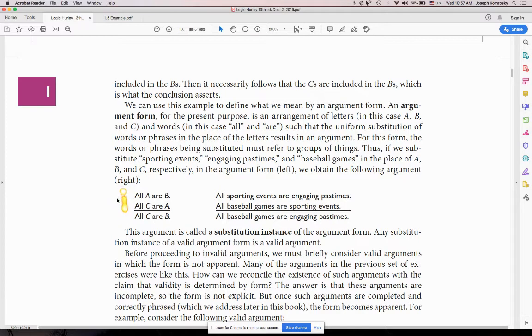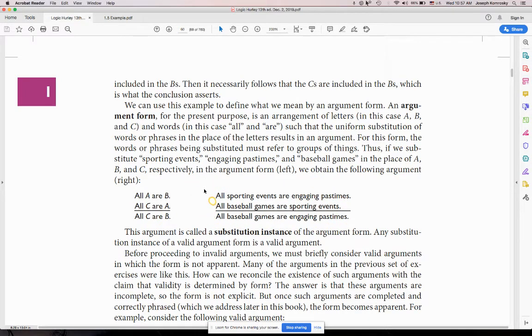And then he gives you an example. All A are B. All sporting events are engaging pastimes. All baseball games are sporting events. Therefore, all baseball games are engaging pastimes. So again, you can see this right here, which is the same as this. Think of this as the abstract form, and think of this as you're putting language to that abstract form, right?